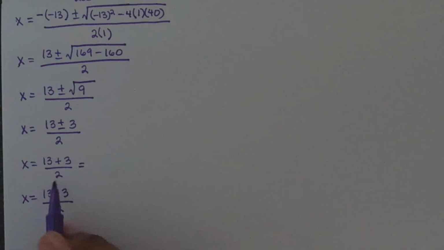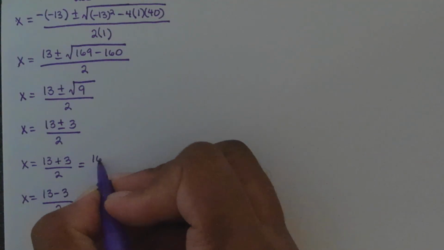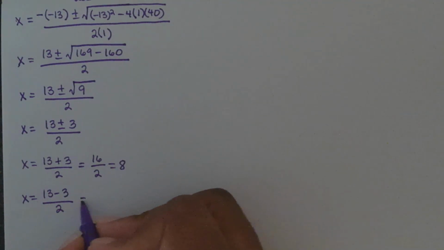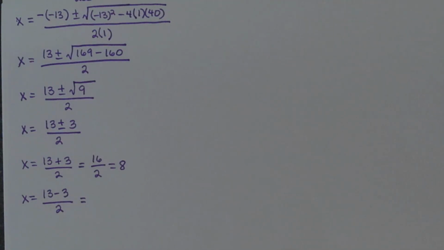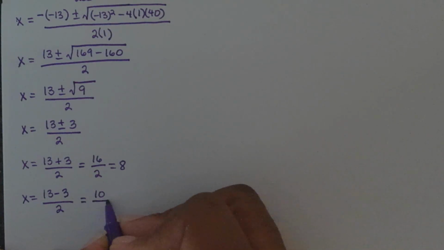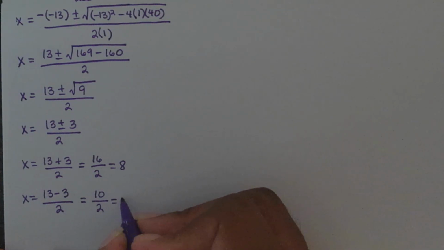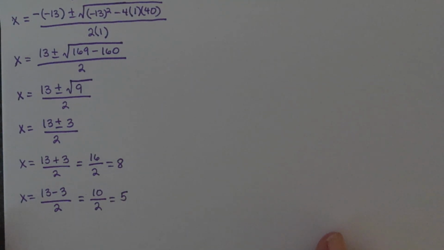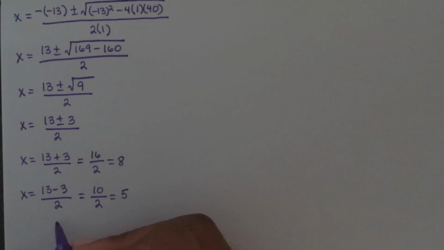What's 13 plus 3? 16. And what's 16 divided by 2? 8. And then for the other solution, 13 minus 3 would be 10. 10 divided by 2 would be 5. Those are my two solutions for this quadratic equation, 8 and 5.